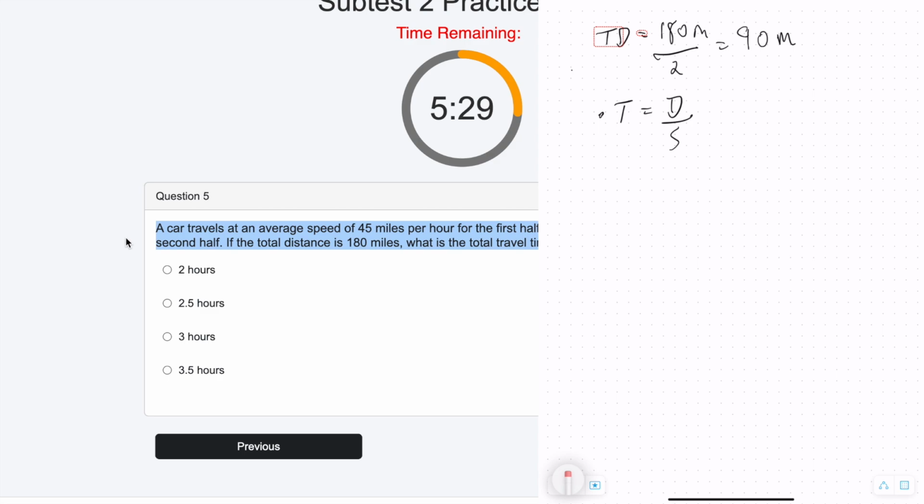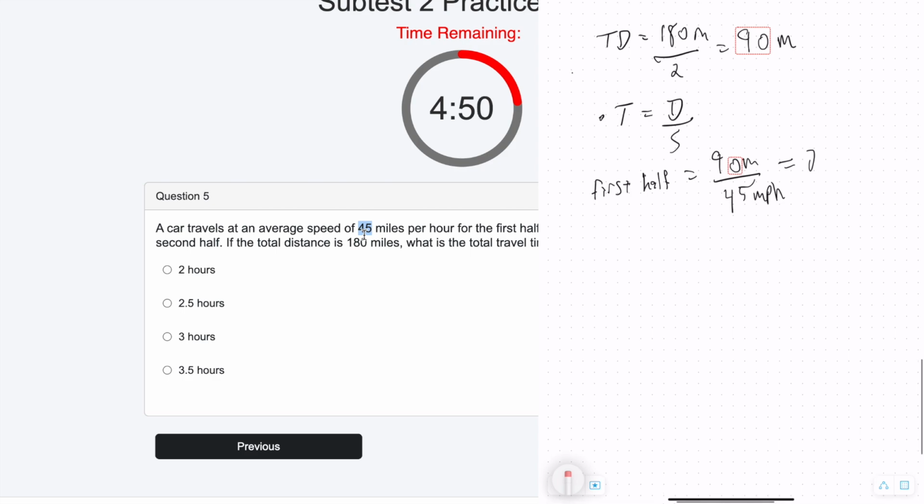However, let's keep going. Now, the second thing that I'll do in order to calculate the time is we need the time for the first half. Let's solve that first. So let's say first half of the trip, that's going to be 90 miles. We're going to take that first half. Remember, we calculated that as 90 miles, and they said they are going 45 miles per hour. All right, so we have 45 miles per hour equals, all right, so 90 divided by 45, that is 2 hours.